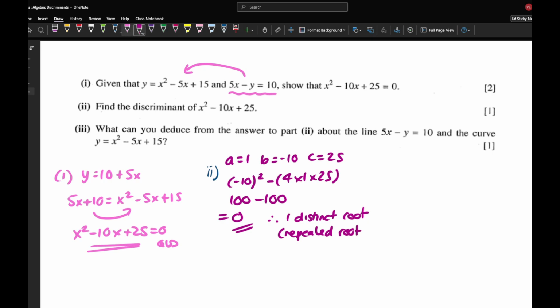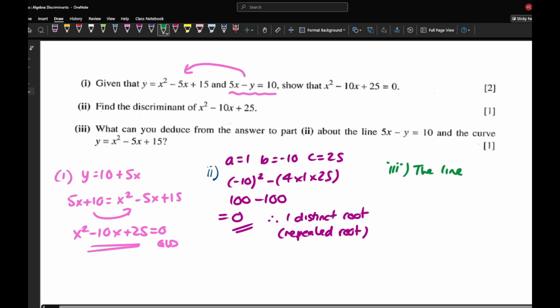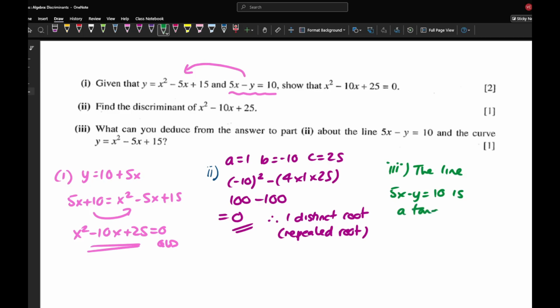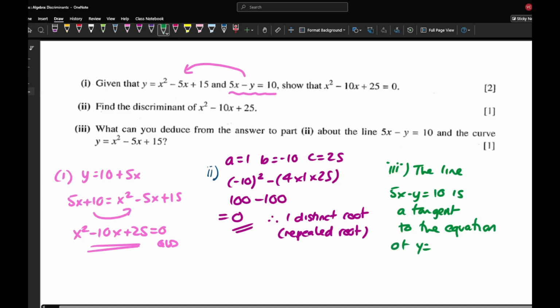And what does this mean in relation to the question? Well, it means that the line 5x minus y equals 10 is a tangent to the equation of y equals x squared minus 5x plus 15. And there we go.